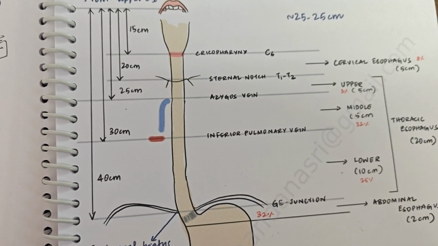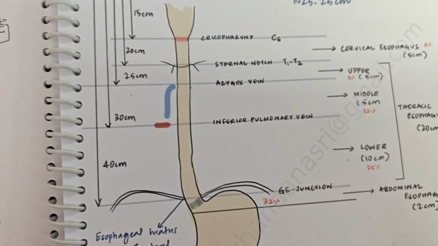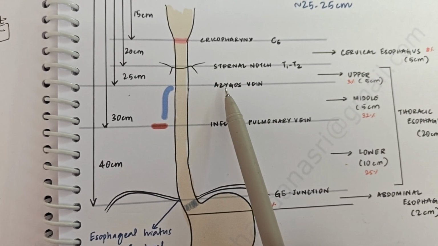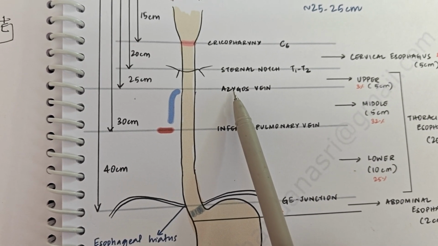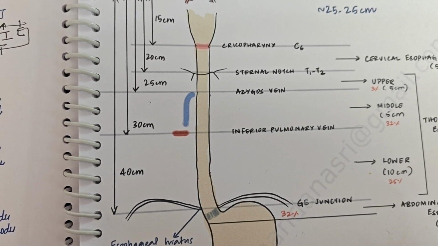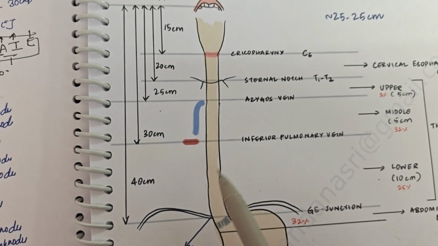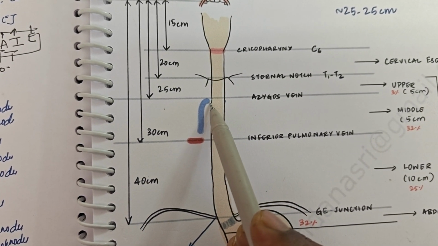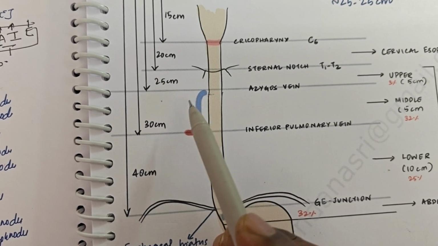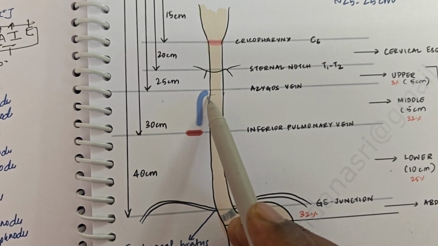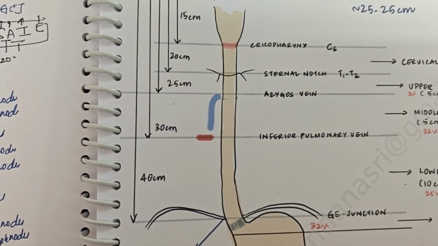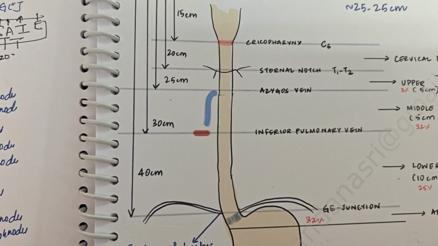What is the upper thoracic esophagus? It is the distance from the sternal notch to the lower border of the azygos vein. That's the basic point. They can ask you whether it is upper or lower, so the line should come from here. This is the lower border of the azygos vein. So from the sternal notch to the lower border of the azygos vein, we have the upper thoracic esophagus.